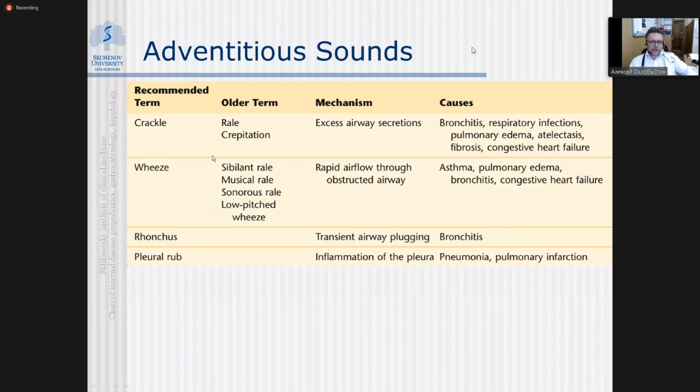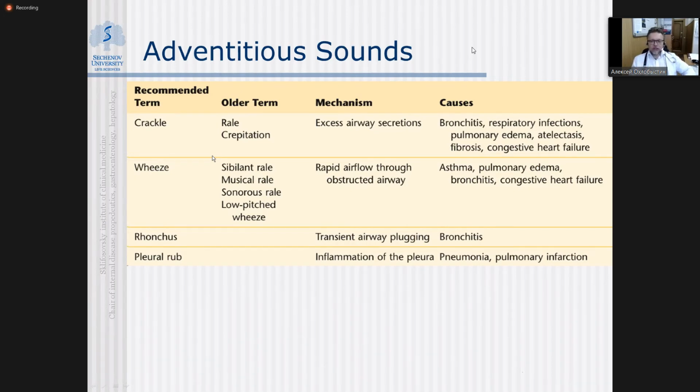For added sounds, there are three basic groups that represent the three basic components of the respiratory system. We have rales for bronchi that may be dry or moist, we have crepitation, and we have pleural friction rub.